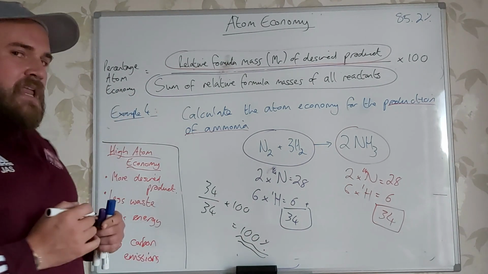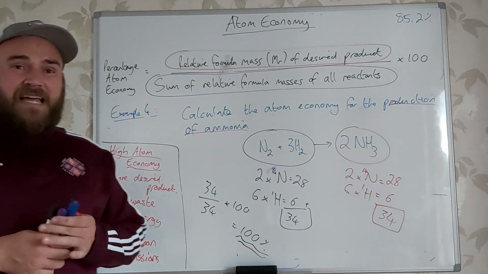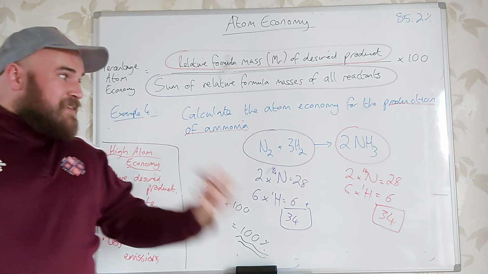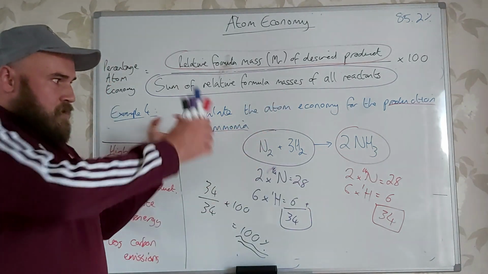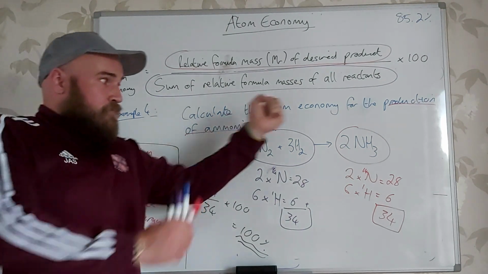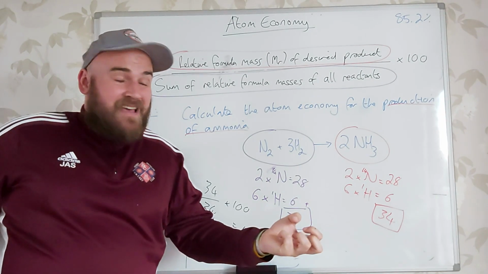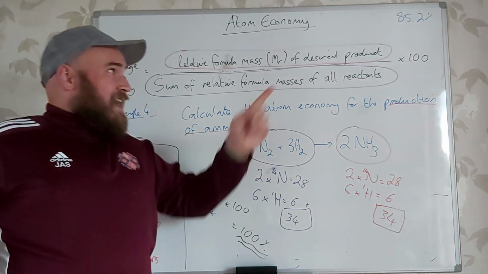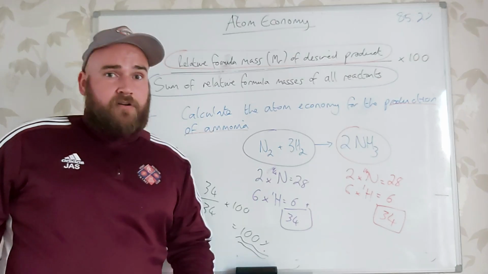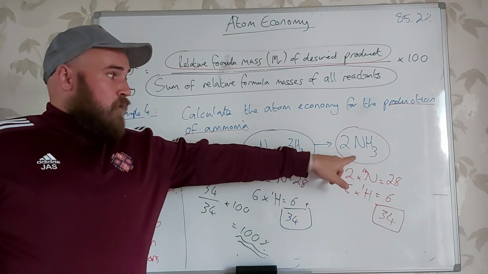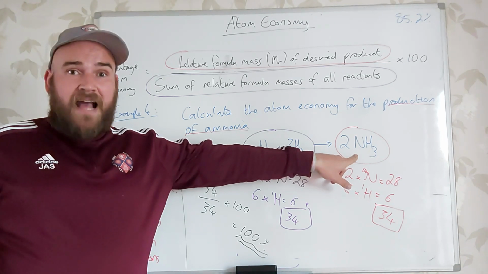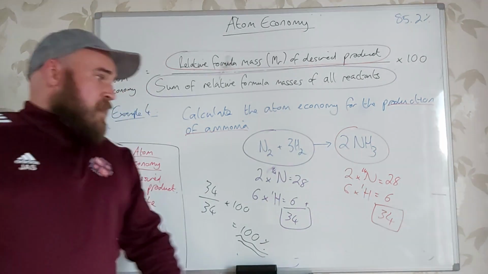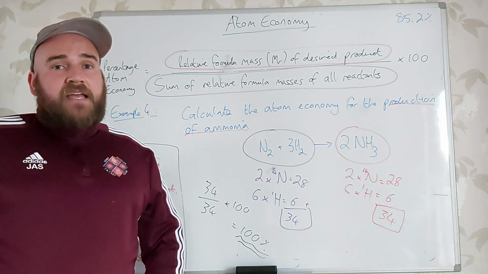But the eagle-eyed out there would have noticed you didn't really have to do a calculation, because atom economy tells you the percentage of the total reactants that end up in the product that you want as a mass. If you only have one product, then that is your desired product. There are no waste products. So effectively, if you've only got one product, your atom economy will always be 100%. So you don't need to do a calculation, and I hope that helps you out with the problems that I've set you. Okay.